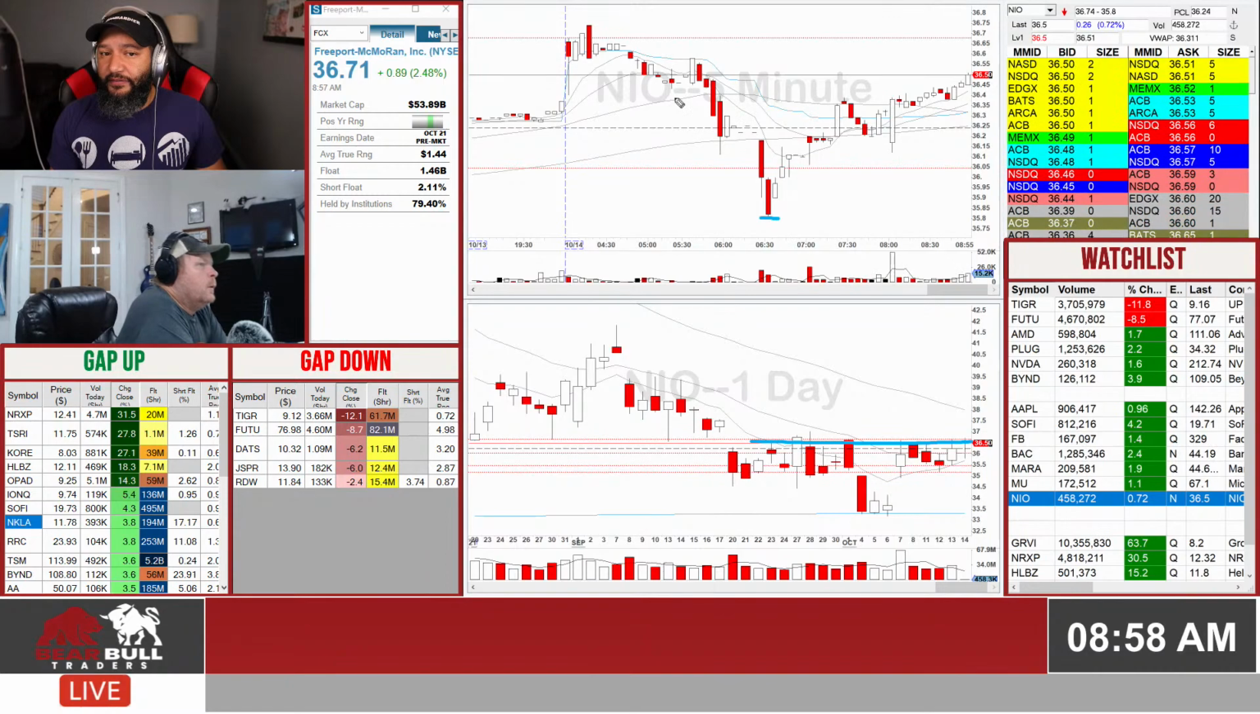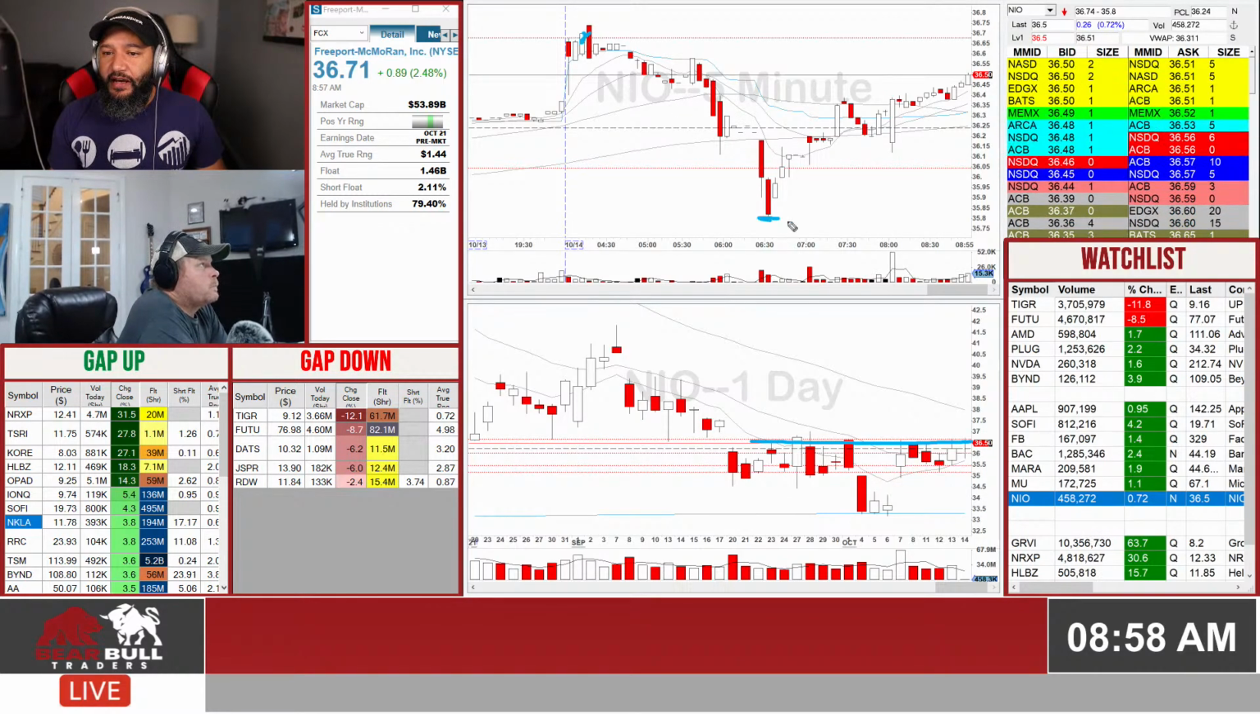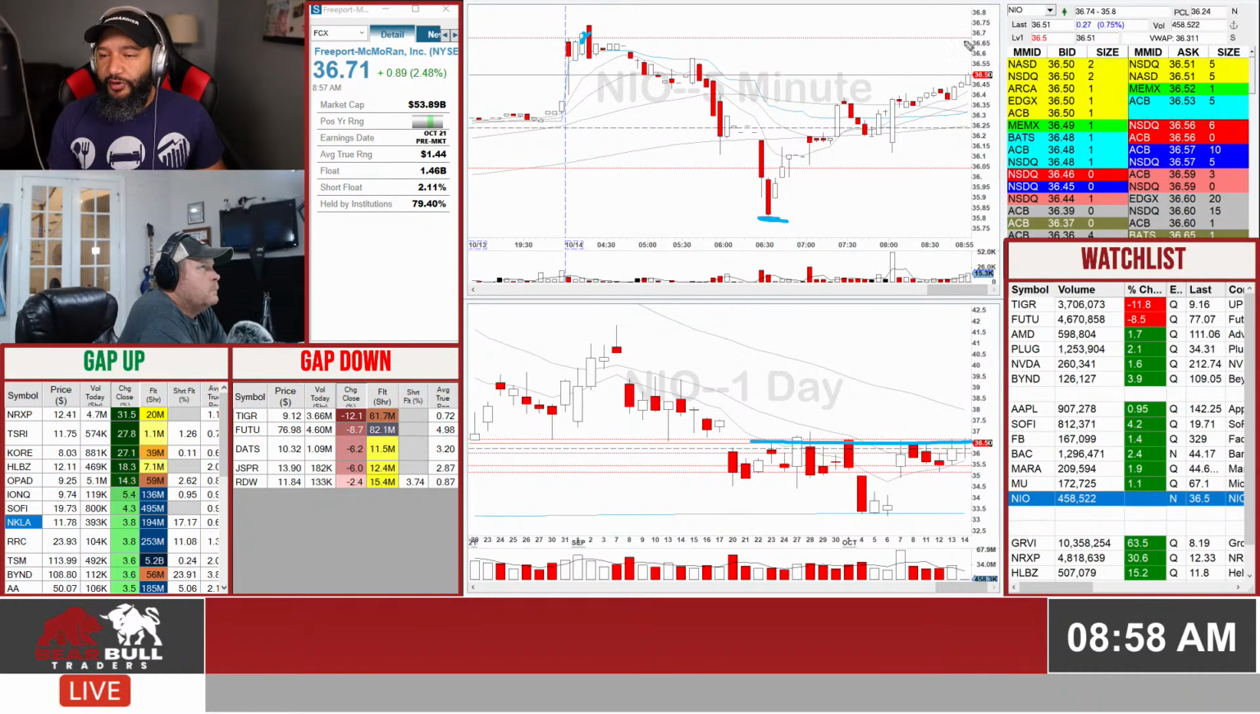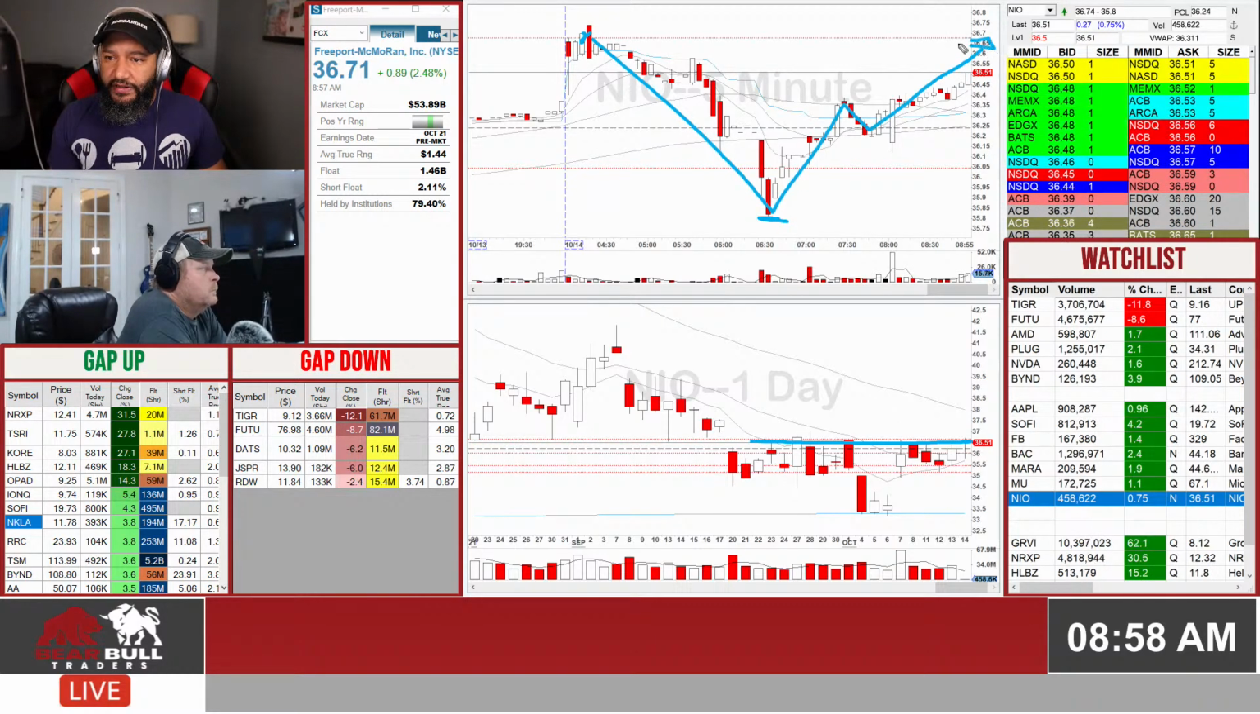Pre-market though, we were in the red. Look at this. Pre-market high, down to the red, and back up against the pre-market high, almost against the pre-market high. So the range on NEO has been very nice this morning. Let's see if we can get the strength to push across that.